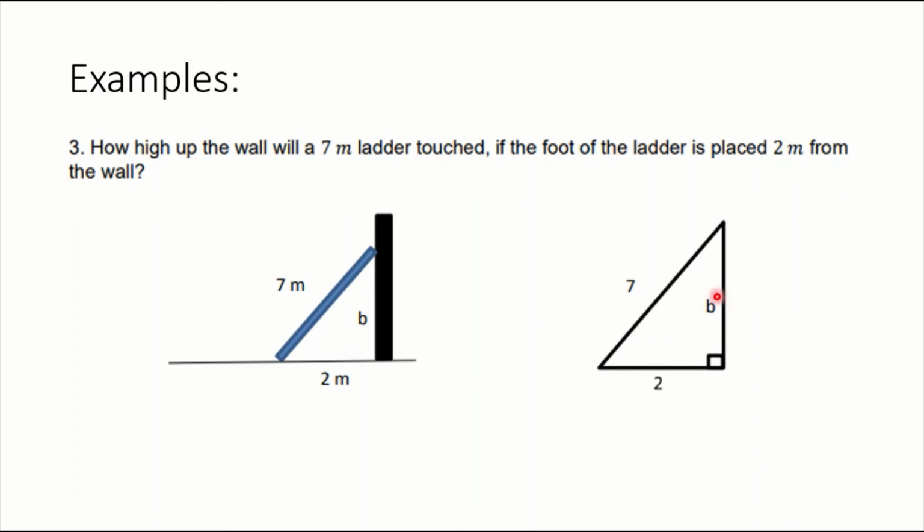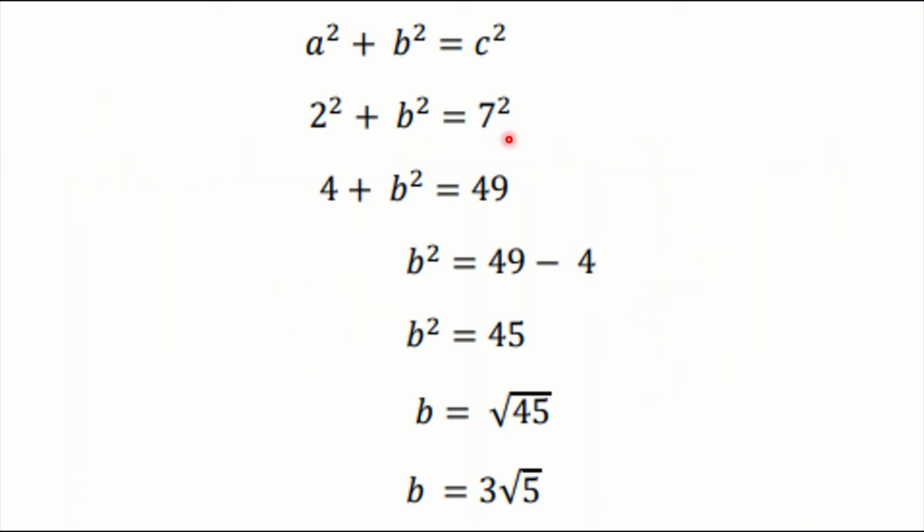So, letter b is the unknown leg. So, meron tayong letter c. Of course, this is letter a. So, here is the solution. a squared plus b squared is equal to c squared. 2 squared plus b squared is equal to 7 squared. So, 2 squared is 4 plus b squared is equal to 7 squared is 49.